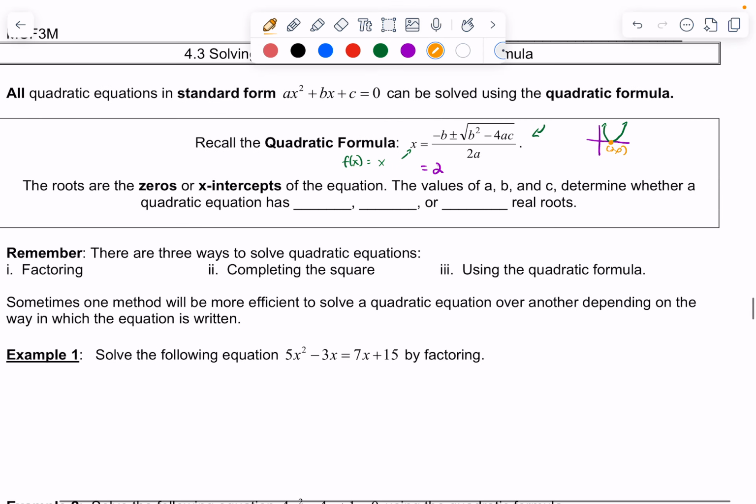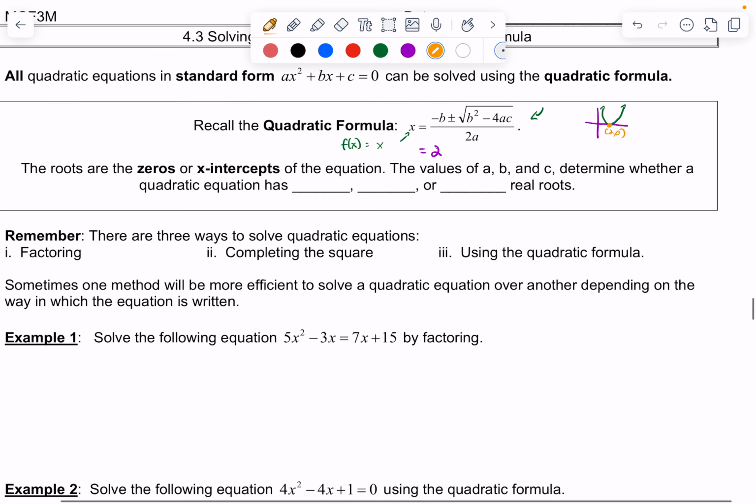Now, let's read this blurb inside this. The roots are the zeros or x-intercepts of the equation. The values of a, b, and c determine whether a quadratic equation has 1, 2, or 0 real roots. Because sometimes you can't even factor or solve because you have a parabola that never touches the x-axis.